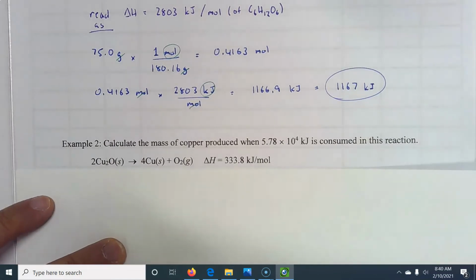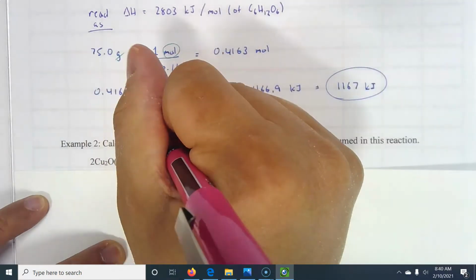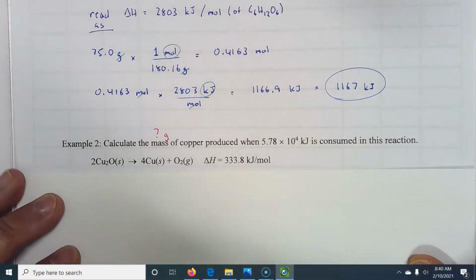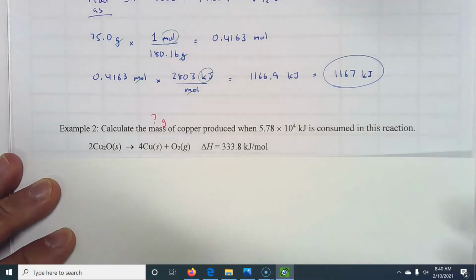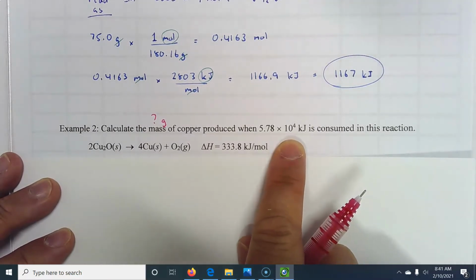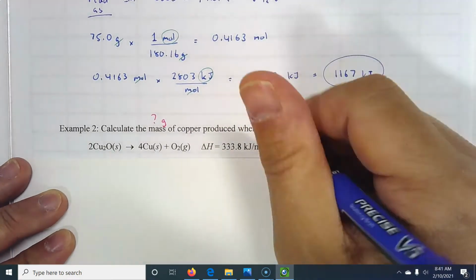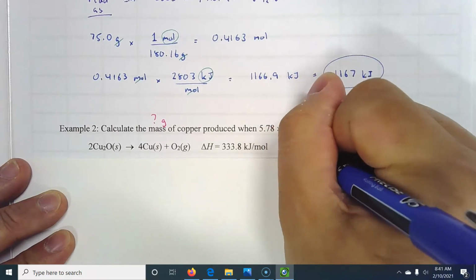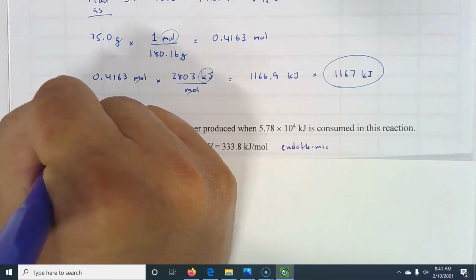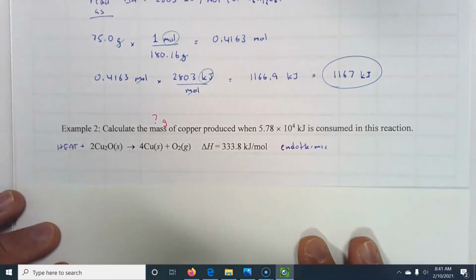I always do the same thing. I try to identify what is needed, and mass is needed, and I'm going to figure it out in grams first. I may change it to kilograms if it's a large number. You're given the amount of heat consumed. Oh, so this is endothermic again. Let me use purple. Endothermic. And that amount of heat is at the beginning. Heat plus. Good. So we're adding heat to drive the reaction.